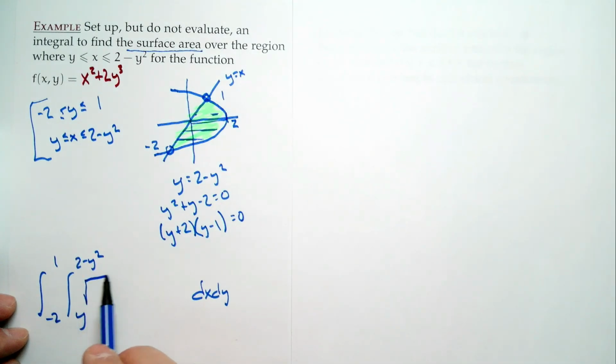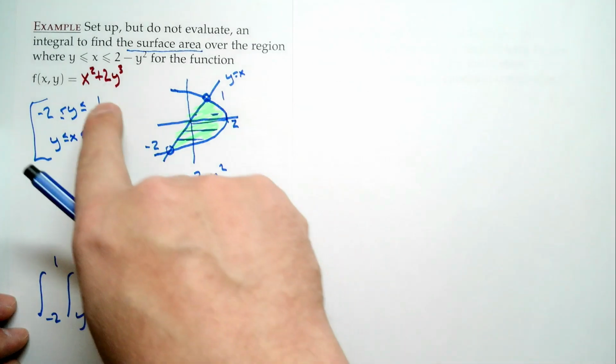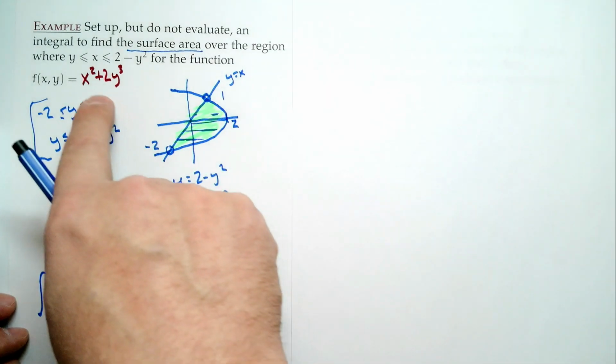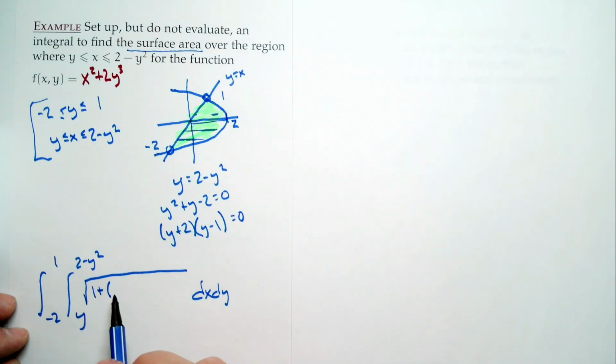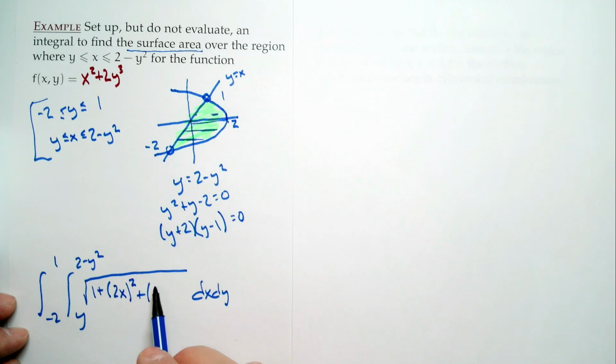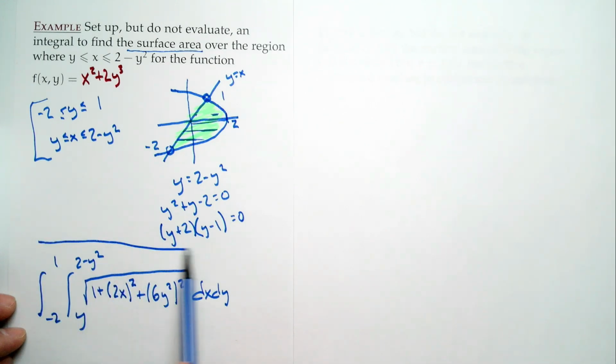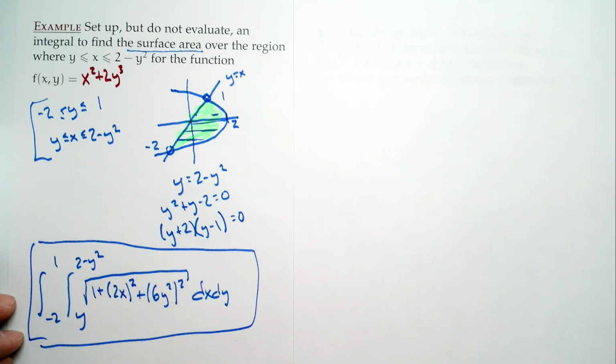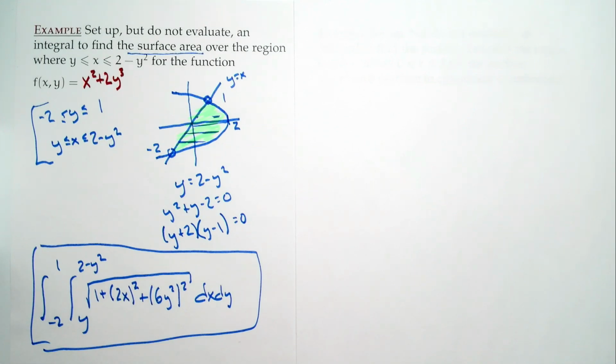So that's the square root of 1 plus, and now we come to our function and ask, what's the derivative of this function with respect to x? 2x. And then you square that. Plus, what's the derivative with respect to y? 6y squared. And then you square that. And now what do you do? Now you stop. Because you're done. Because this is about setting things up. And we set it up.